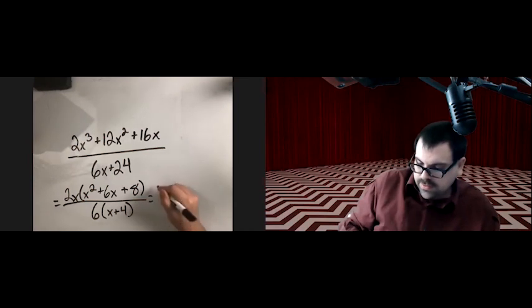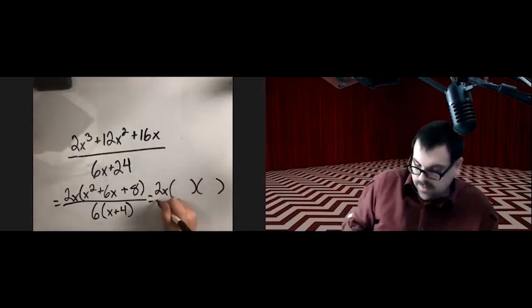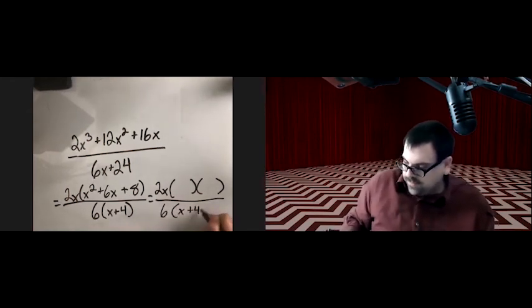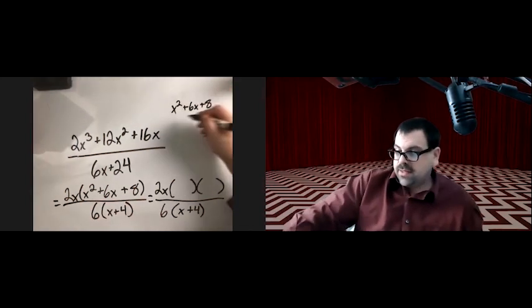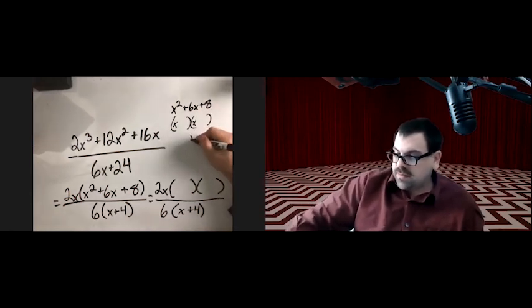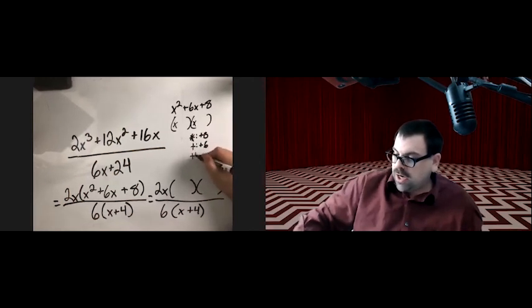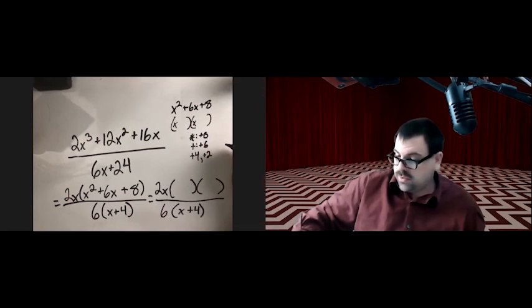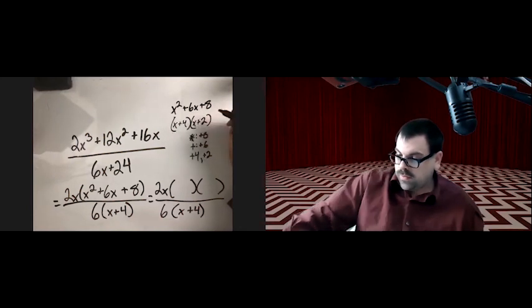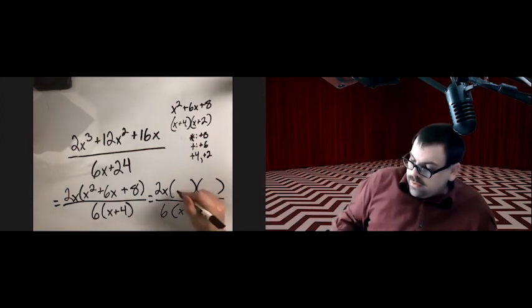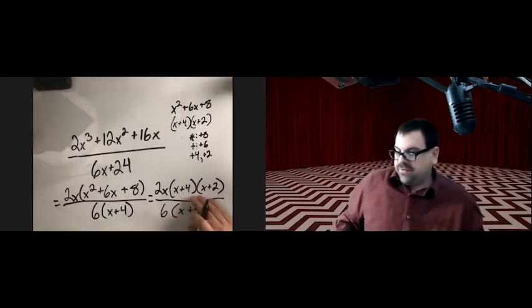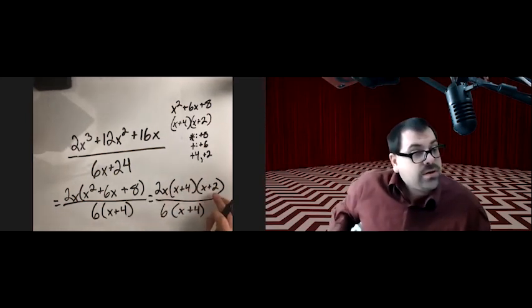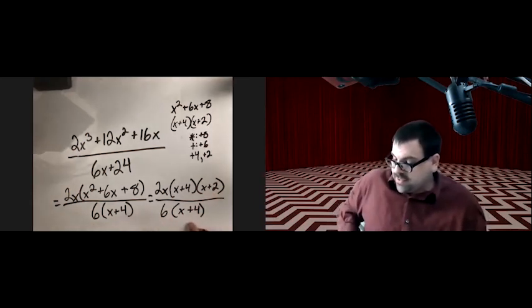And this factors further. So if we wanted to factor x squared plus 6x plus 8, x and x, we would need numbers that multiply to positive 8 and add to positive 6. Those numbers are positive 4 and positive 2. So completely factored, the numerator here would be 2x times x plus 4 times x plus 2. The denominator would be 6 times x plus 4.